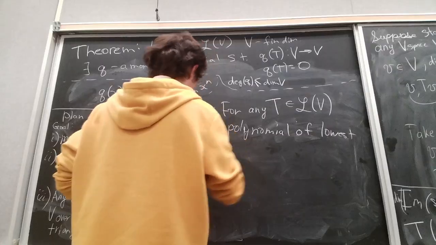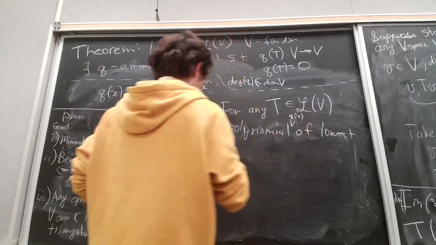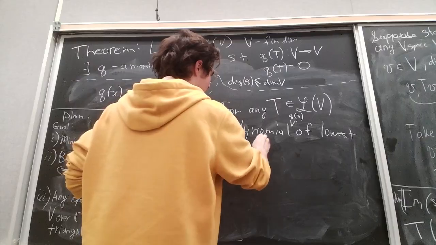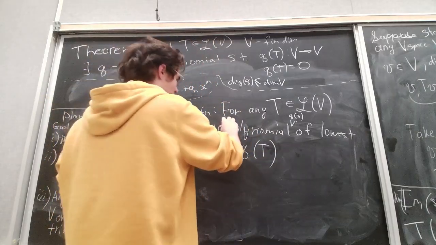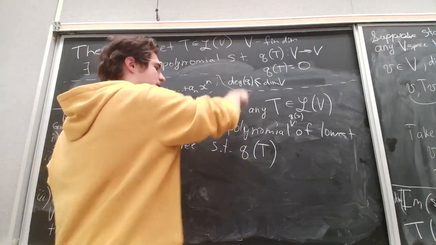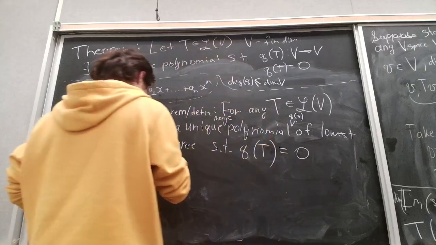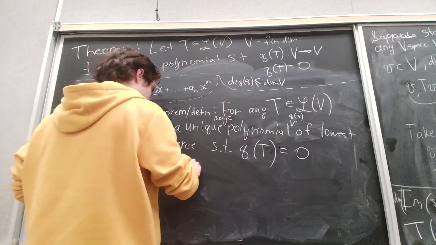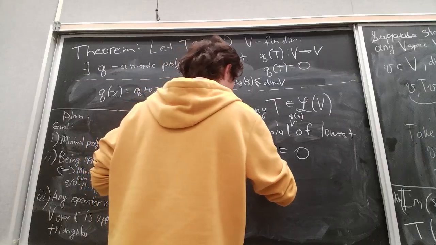Such that, so a unique monic polynomial q of x of lowest degree such that q of t is equal to 0, and we call this the minimal polynomial.